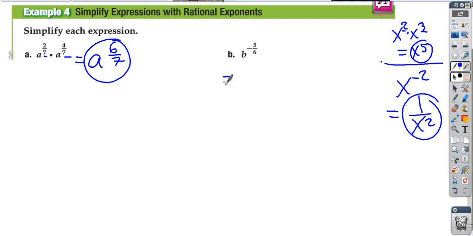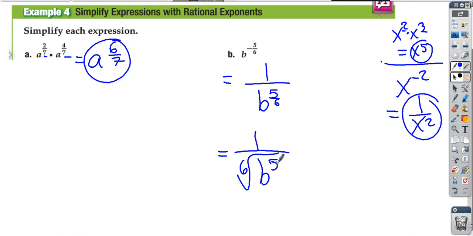Okay, in this case right here, we're going to flip it to the bottom and make it positive. So 1 over b to the 5/6. And then we never want to have fractional exponents on the bottom of a fraction. Here's what this means. This means take the 6th root of b to the 5th. And you might remember from an earlier section, we're not supposed to have radicals on the bottom. That's not considered simplified. So let's do it both ways just to show.